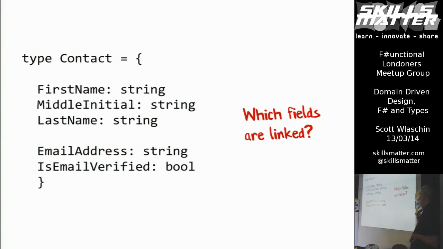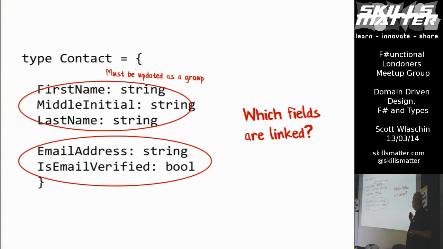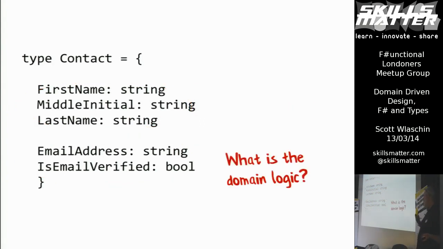Which fields are linked? In this case, if I'm doing a multi-user system and one person updates the first name and someone else updates the last name, I should get a concurrency error. That shouldn't be allowed. But if one person updates the first name and someone else updates the email address, that might be perfectly legal. So the atomic units of transactional updates may be different from what I've got here, and that's not indicated here either. For example, the name part has to be updated atomically, and the email address has to be updated atomically.